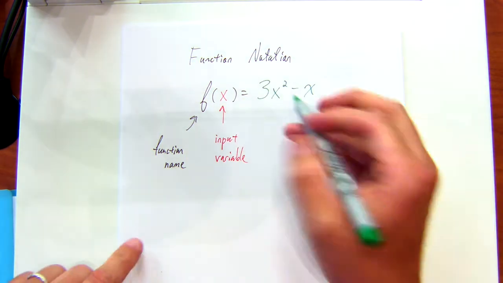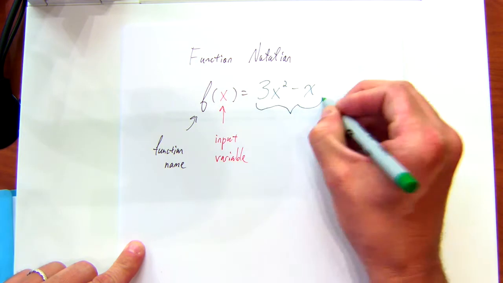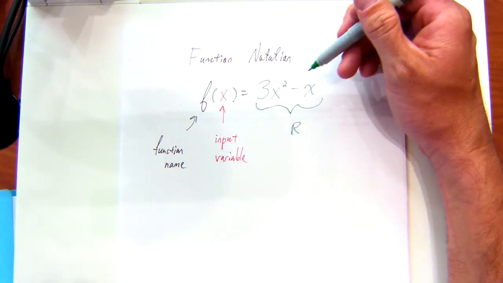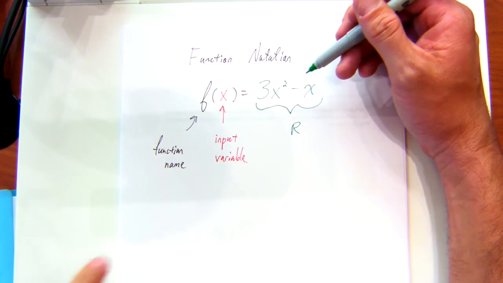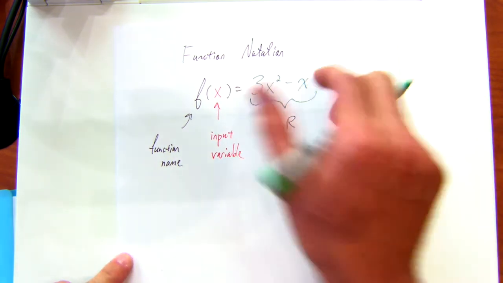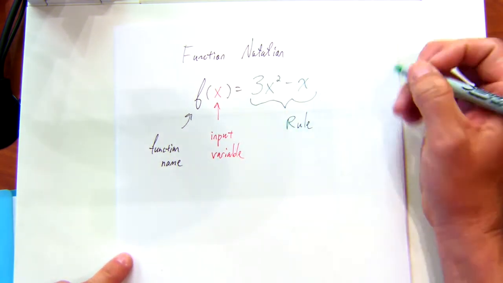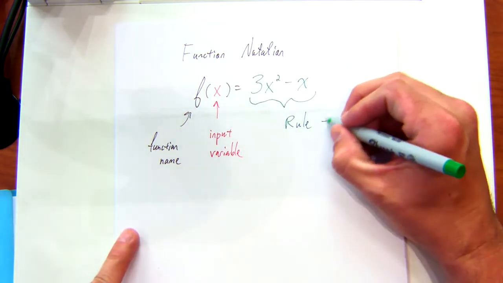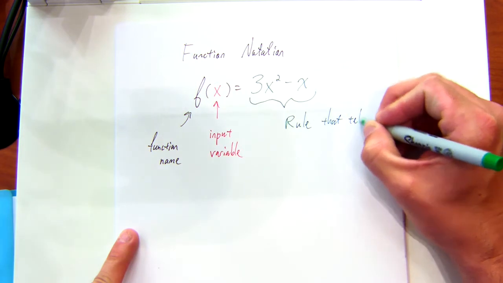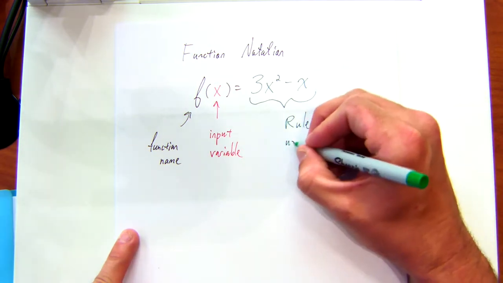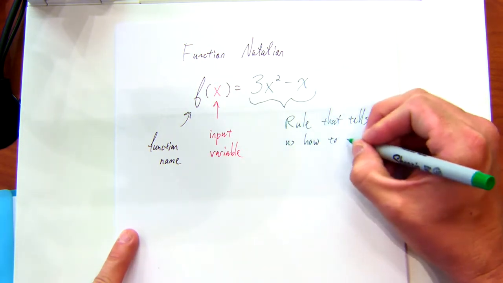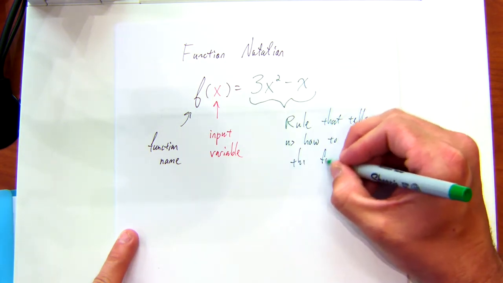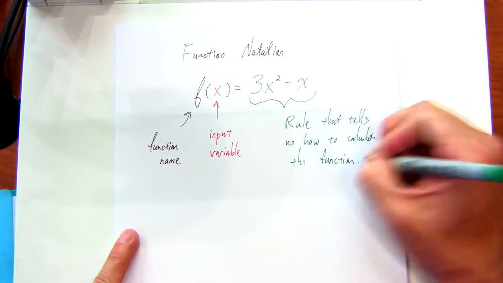Now, everything on the right-hand side in green here can be different for every function, right? I'm sure you've probably seen some. But everything on the right-hand side is a rule, a mathematical or algebraic expression, a rule that tells us how to calculate the function.